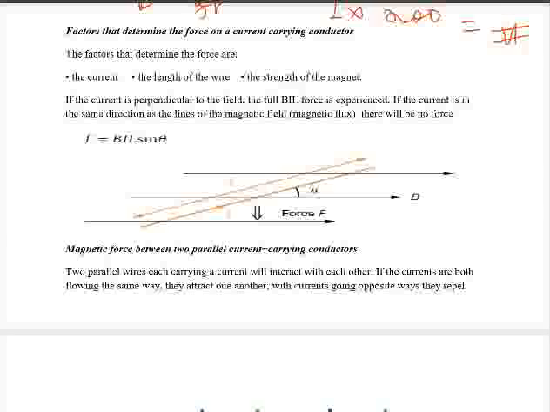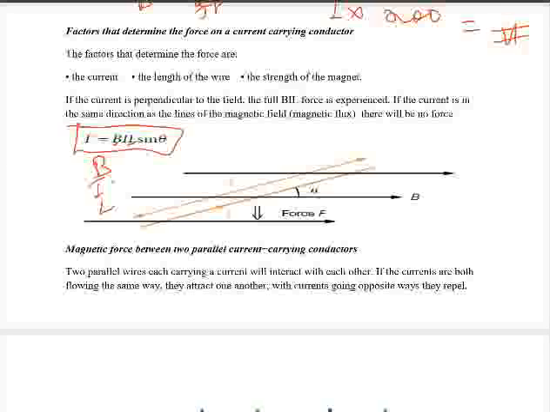Okay, the other thing is the factors that determine the force on a current carrying wire. As we say, the force is calculated by using F equals BIL sine theta, where theta is the angle between the length and the field lines, or the current and the field lines. Therefore, always the value of this magnetic force is dependent on the magnetic field, the current, and the length of the wire.